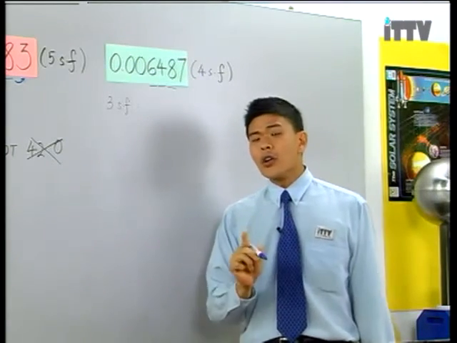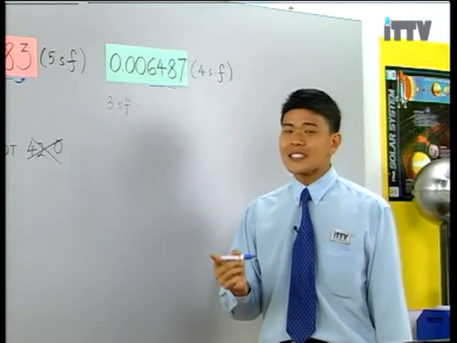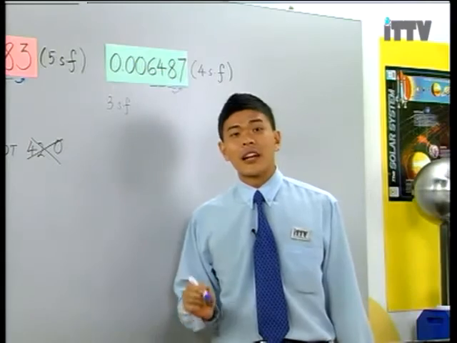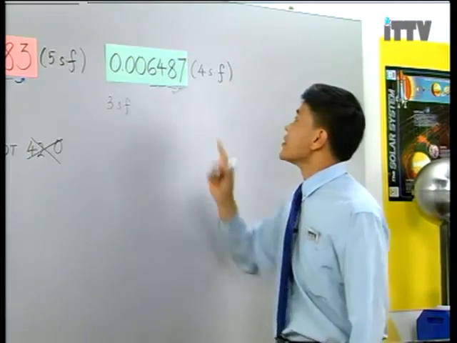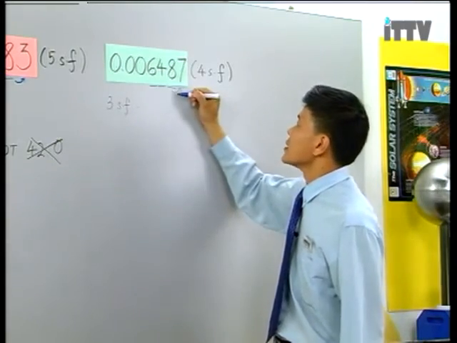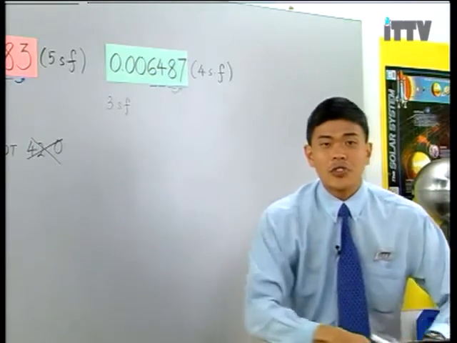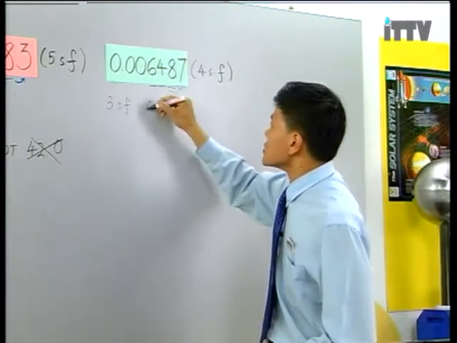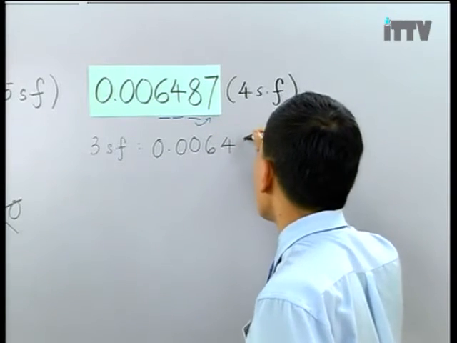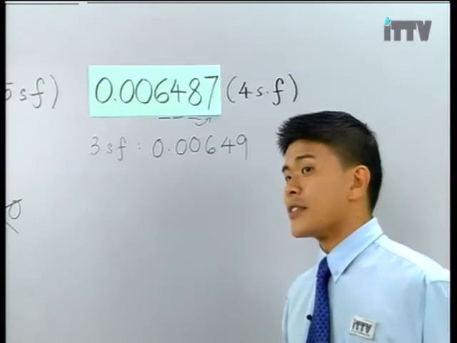And then look at the next number after the last underlined digit, which is 7, and see whether it's bigger or less than 5. Since 7 is more than 5, we will have to add 1 to the previous digit. So to 3 significant figures, it will be 0.00649. This is an accuracy to 3 significant figures.